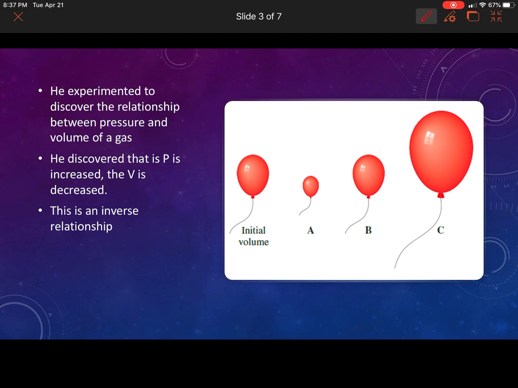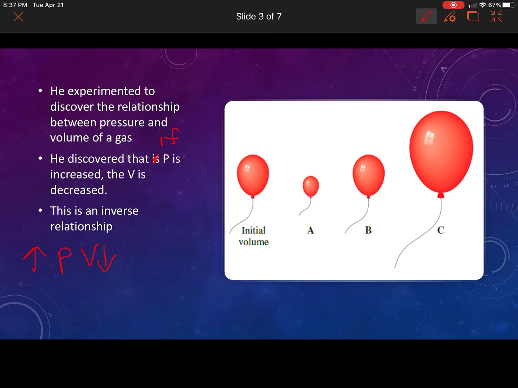Okay, so he experimented to discover the relationship between pressure and volume of a gas. So remember, all these formulas that we're looking at, these are all just for gases here. So he discovered that if pressure is increased, the volume is decreased. So what this means, as pressure goes up, volume goes down.